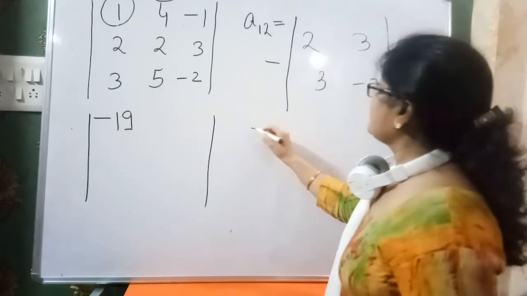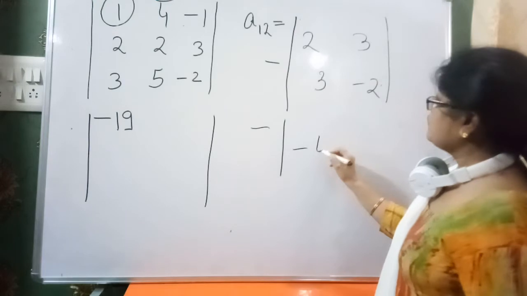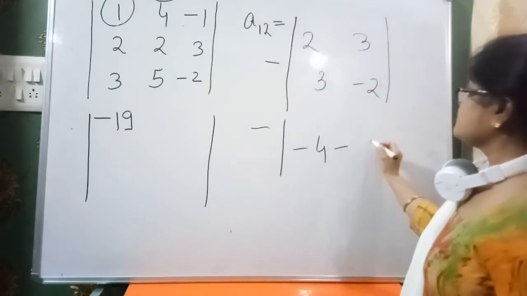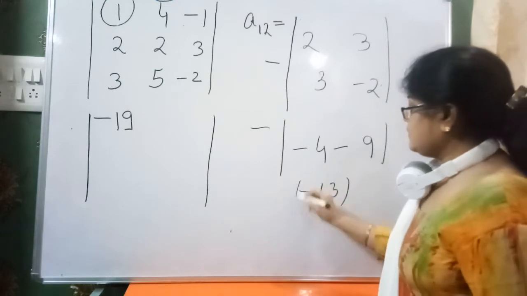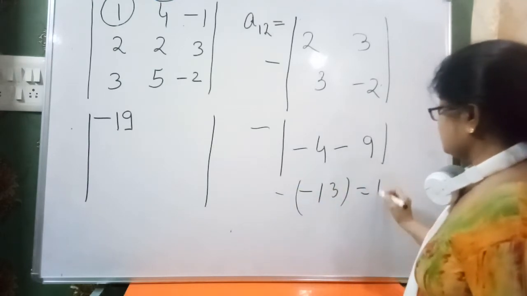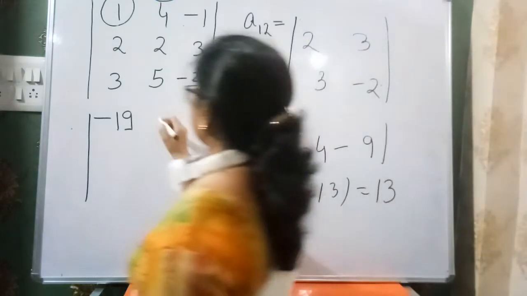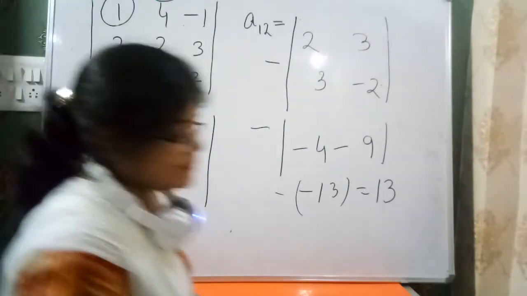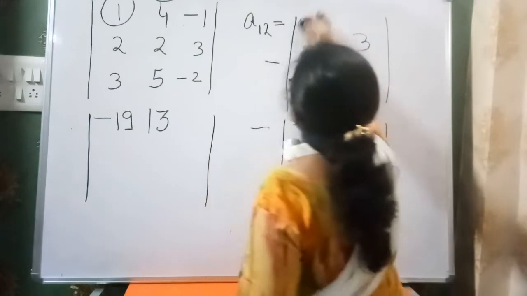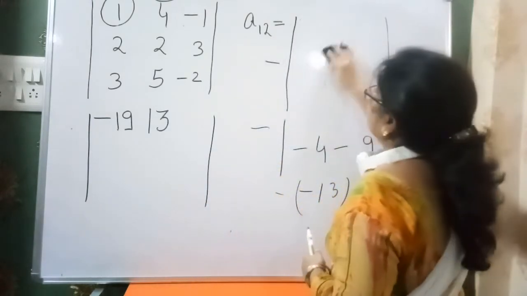Now cross multiply it. We have -4, 2 2s are -4, -3 3s are 9. That means we have -13 and minus. That means our answer is 13. So write here 13. Okay, I think you got the concept. Just solve for the third point.